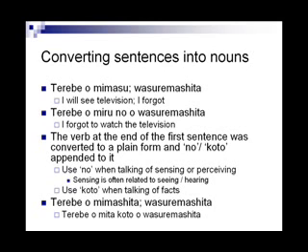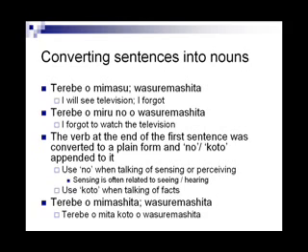The verb at the end of the first sentence was converted to a plain form and no appended to it. Please note, this is not the same way a relative clause was formed. There was no reordering of the words as in the relative clause. The entire first sentence was converted to a noun. Whatever came before the particle no is actually the first sentence, except that instead of the polite ending mimasu, we use the plain form miru. We already recollected polite forms do not come in the middle of a sentence and are replaced by plain forms.